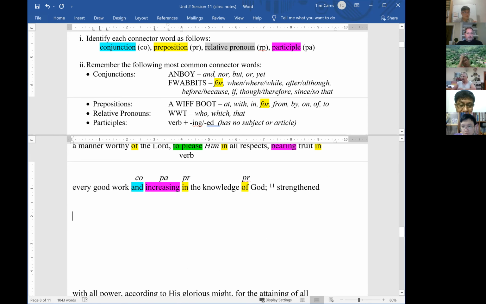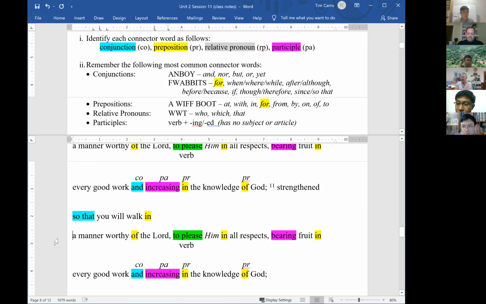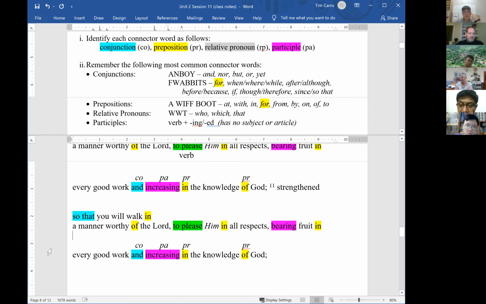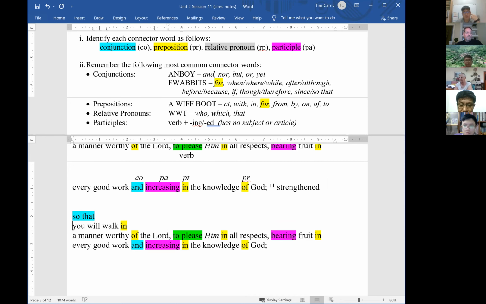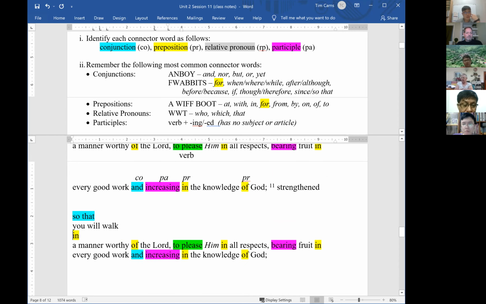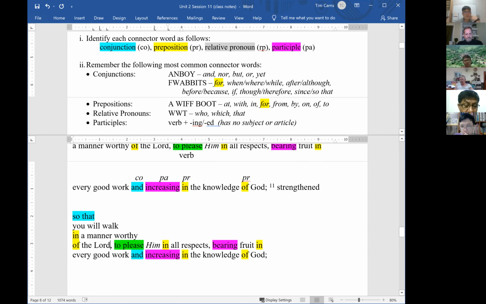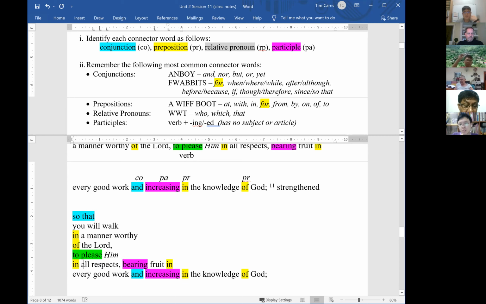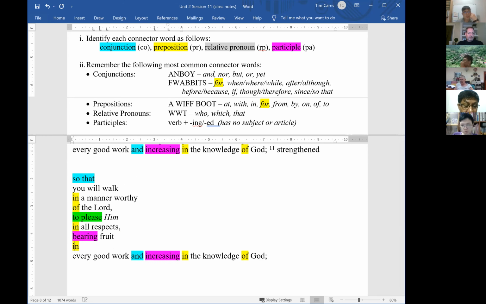But yeah, eventually that's what we want to do here. That's why we're identifying connector words, so that eventually we can diagram it, but let's just do that for this. Okay, so that's going to connect to something above. You will walk, and then we break it at every connector word. So: in a manner worthy of the Lord, to please him in all respects, bearing fruit in every good work.